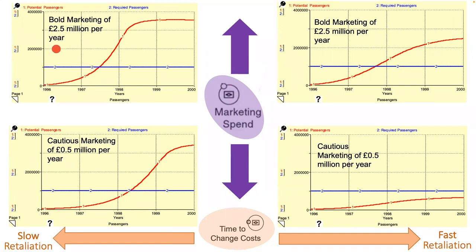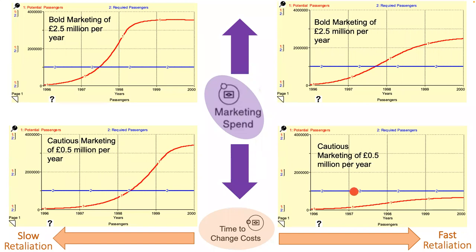Up here, we spend a lot and our rivals do not respond very quickly. As a consequence, we grow super fast and in only a couple of years reach our threshold. That's what this blue line is. But if our rivals move more quickly to respond, we don't grow; we saturate at a different level. We still reach the threshold, a little later, but not that much later. Down here, we've chosen to spend very little, but our rivals, fortunately, have not responded very quickly.